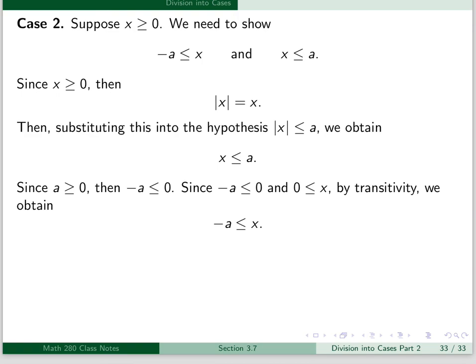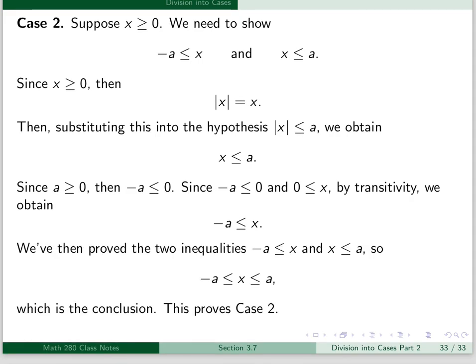To obtain the second inequality, since a is greater than or equal to 0, then we know that negative a is less than or equal to 0. And then since negative a is less than or equal to 0 and 0 is less than or equal to x from this case, by transitivity we obtain minus a less than or equal to x. And that's the other inequality that we needed to show in our conclusion.